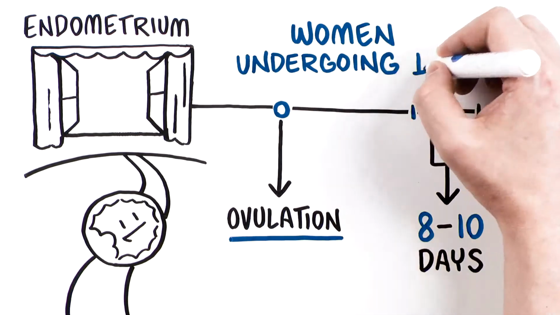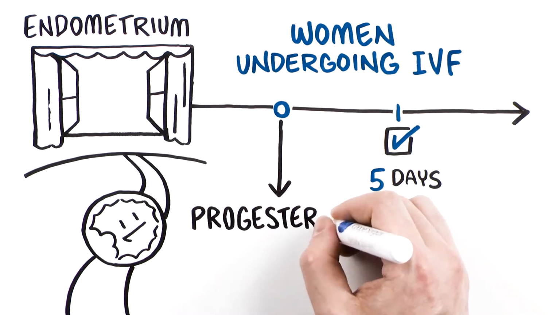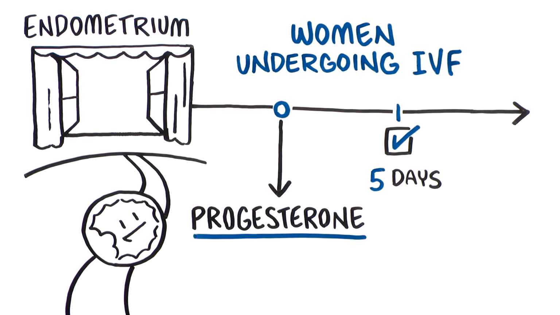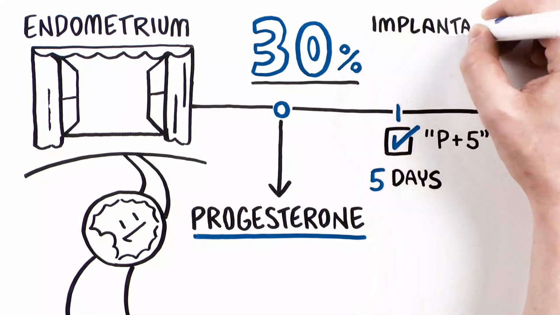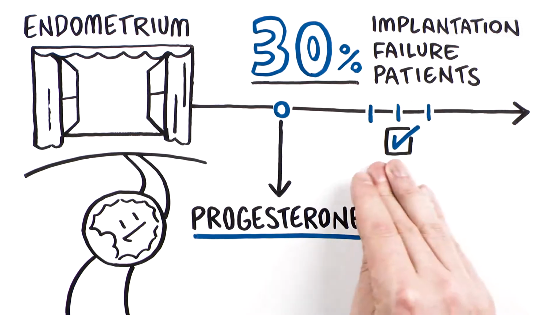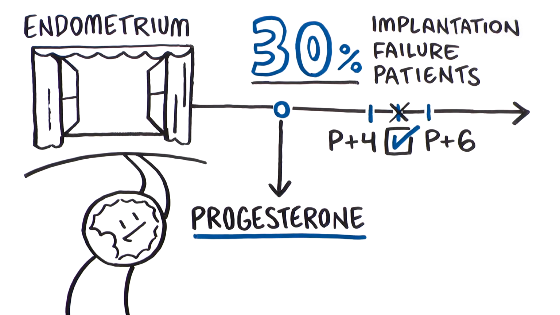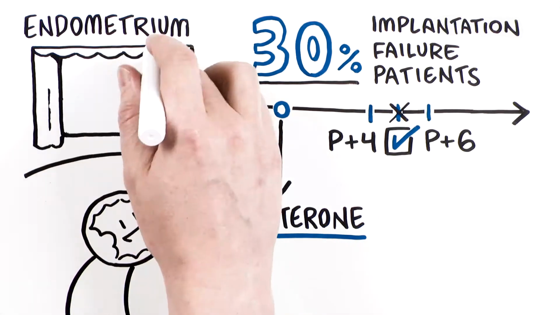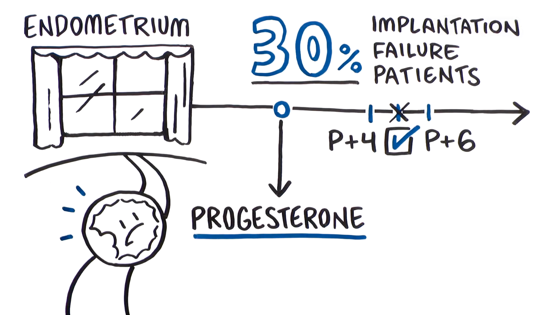For women undergoing IVF, the window of implantation is typically 5 days after she begins taking progesterone. This is commonly referred to as P+5, and typically an embryo transfer is done on this day. In approximately 30% of recurrent implantation failure patients, this window opens slightly earlier or later than P+5, for example on P+4 or P+6. This may explain why some patients experience implantation failure despite having good quality embryos.